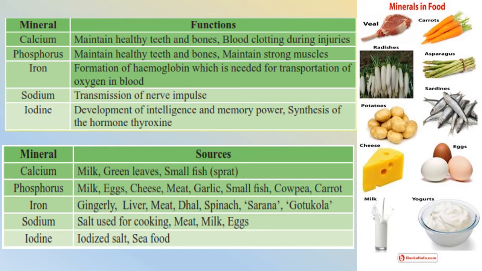And the next mineral is iodine. So iodine is very important in the development of intelligence as well as memory power. And also it is important in the synthesis of the hormone thyroxine. And the food that is rich in iodine is iodized salt, and most of the seafoods also contain iodine. And you know the disease condition due to lack of iodine is goiter.